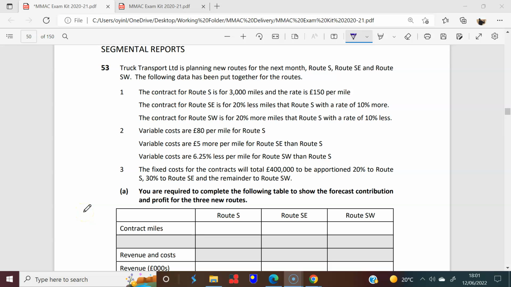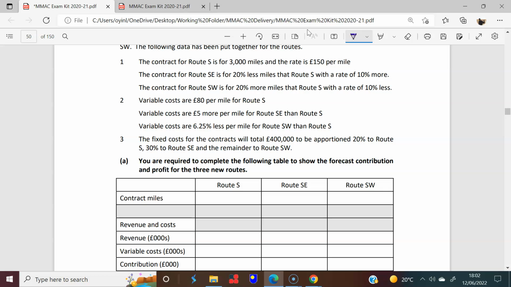Right. These next set of questions are really just applications of fixed and variable reporting. These are nice questions that you just have to follow through carefully, and you will see that you should be comfortable with them. Reading the first one, it says that Truck Transport Limited is planning some new routes for the next month. They have 3 routes here: S, SE, and SW. We're literally just putting down some information. Just follow the rules, and you're there.